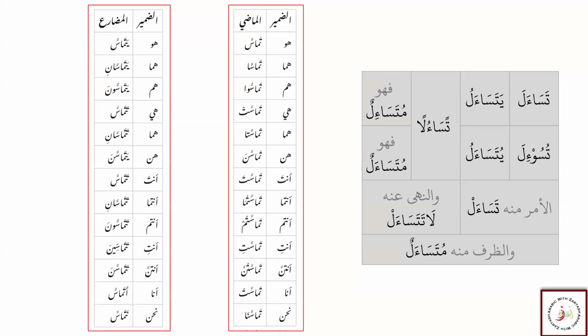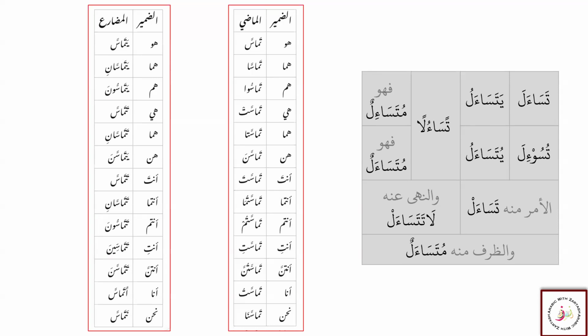So now we have the mudare for tamasa, yatamasu. Here, this is the misprinting. I will correct it. This is a typo. Tasa'ala, yatasalu. So here the two letters will fuse and it will become yatamasu, because we'll take the haraka for the last letter. Yatamasu.